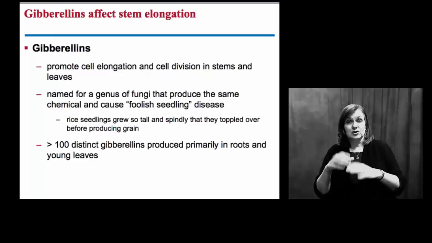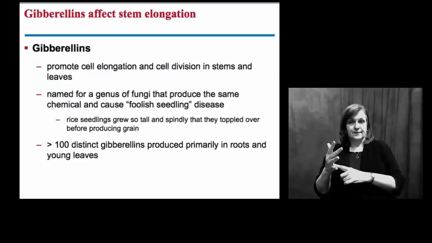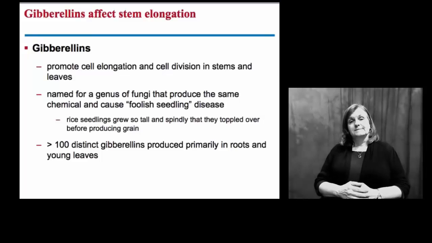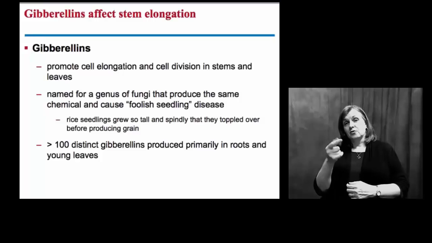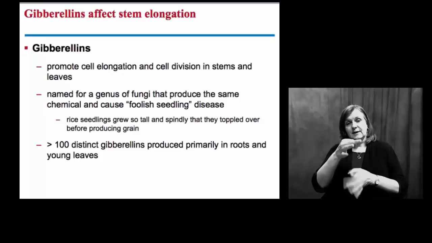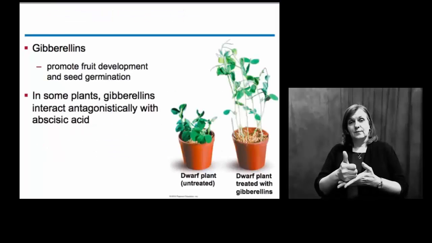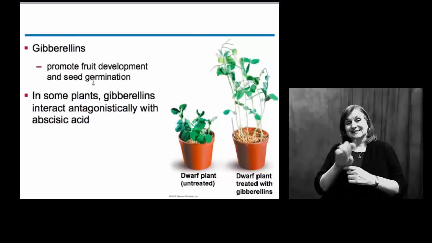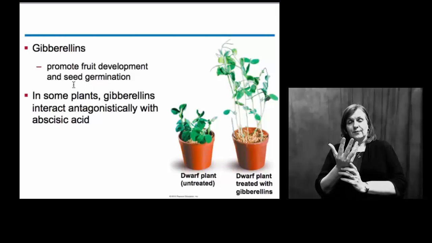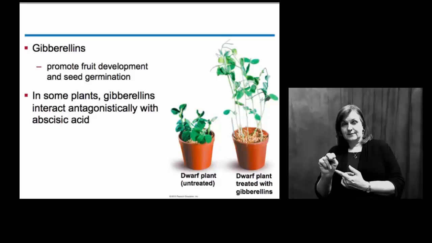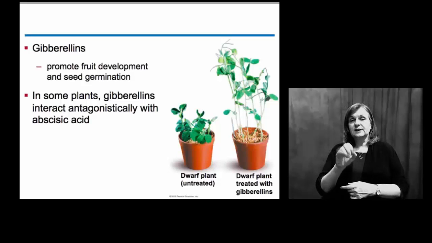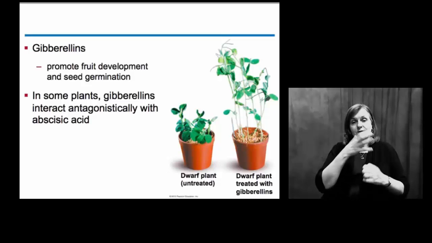Gibberellins, again, working on cell elongation and cell division, this time in stems and leaves. And what we look at with our gibberellin is actually helping those stems and leaves to become longer and longer and longer, and also helping to promote fruit development and seed germination. So gibberellins are often applied to agricultural crops to help develop better fruits.